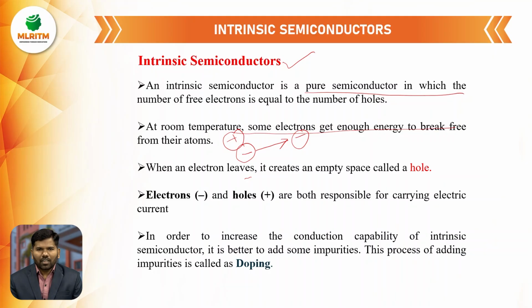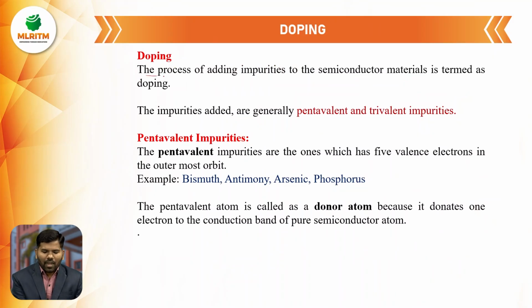In order to increase the conduction capability, we have to add some impurities to the pure semiconductor material. This process is called doping. The process of adding impurities to a pure semiconductor material is nothing but doping. Why? Because in a pure semiconductor material we have an equal number of electrons and holes, so there are no free electrons to conduct electricity. That's why, to increase the conduction capability, we add some impurities to the pure semiconductor. This process is called the doping process.